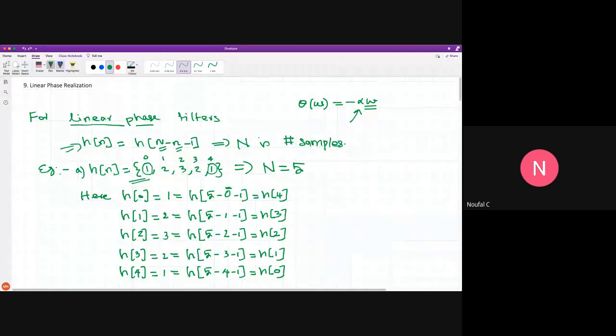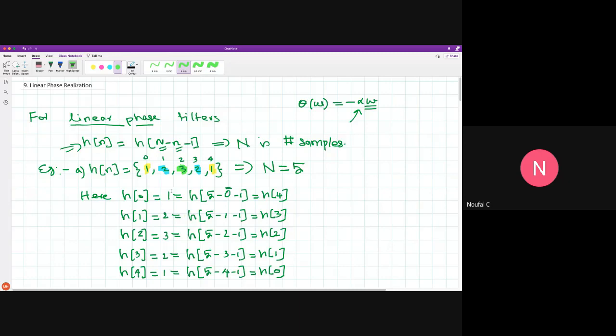So let me give a different color. You have already seen that h of 0 and h of 4 are equal, and similarly h of 1 and h of 3 are equal. Now let me take the next one, that is h of 2 equal to 3. If I find h of N minus n minus 1, here N is 5, 5 minus 2 minus 1 is 2. So h of 2 and h of 2 are equal. We are getting the same sample, so this is a single sample.